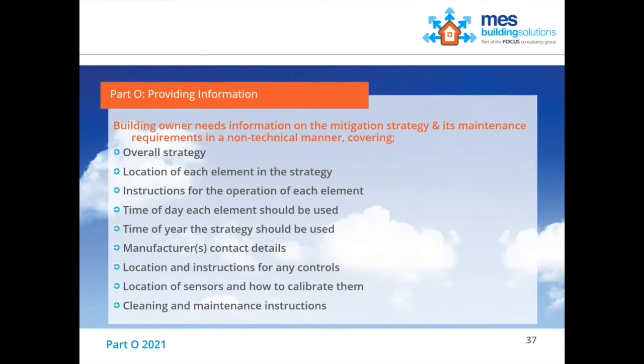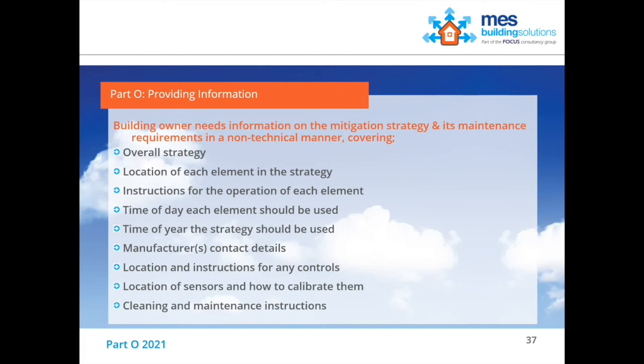Once we've got our design fixed, so we've decided whether we're doing simplified or DSM, whatever it is, and we've worked out what our design actually is, we then need to provide, as part of the handover to the owner of the building, a document that details our strategy. So we need to cover what it is, how it works, when you need to use certain things within the building, how those are controlled, how they're maintained, all those things. It's basically an O&M manual specific to overheating.